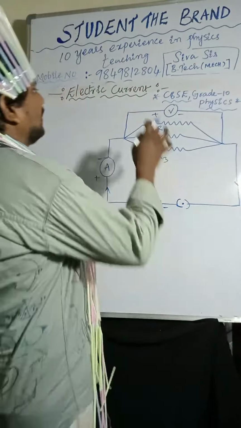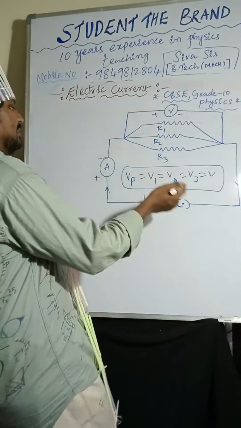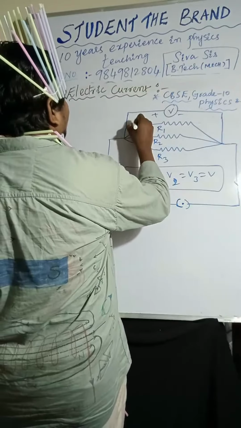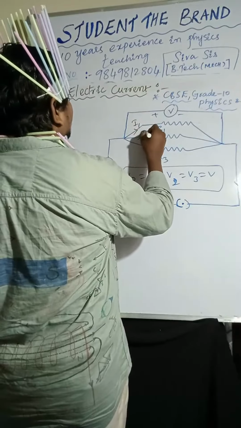Now across R1, R2, R3 the potential difference is the same: Vp equal to V1 equal to V2 equal to V3 equal to V. Now the current is dividing into three parts, I1, I2, I3. So Ip equal to I1 plus I2 plus I3.